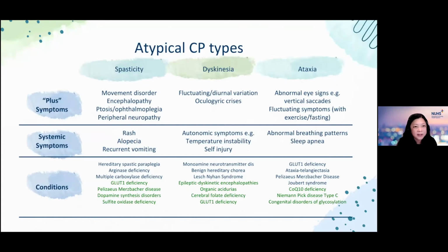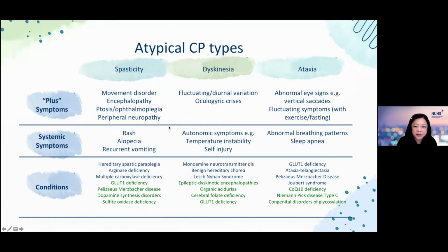So for example, in GLUT1 deficiency, the glucose transporter deficiency, these patients have a static spasticity, but your clue is that they get movement disorder as well as ataxia that can fluctuate with feeding and with exercise. The other thing that you want to pay attention to are some unusual features.